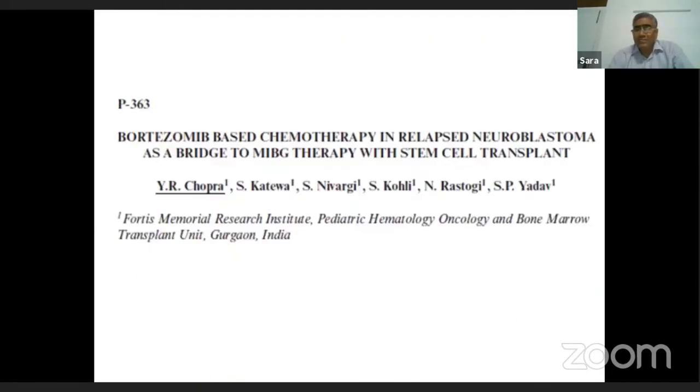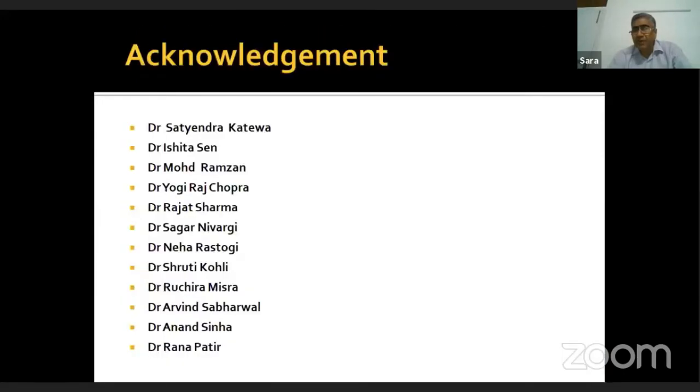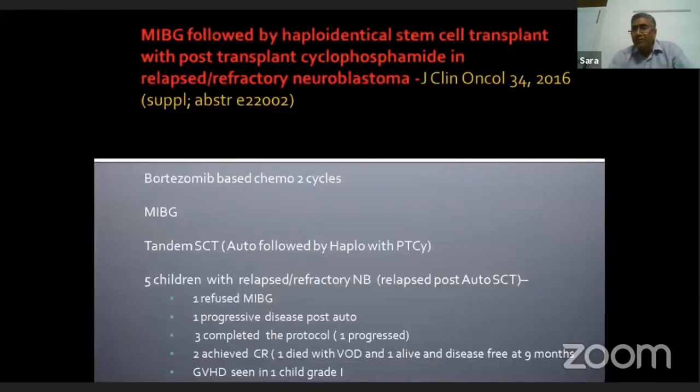One or two slides about the newer treatments which we have tried: bortezomib-based therapy, MIBG-based therapy, haploidentical transplant we have done in a few children. A couple of them could achieve complete remission for relapsed refractory disease. So newer treatments are required.